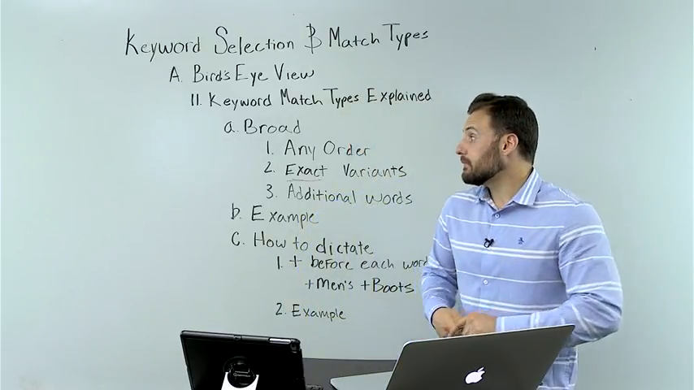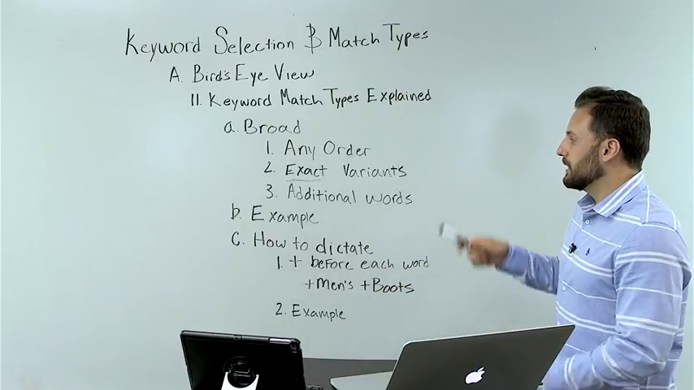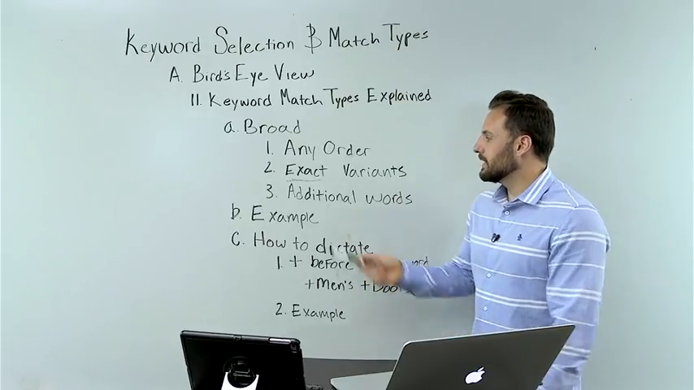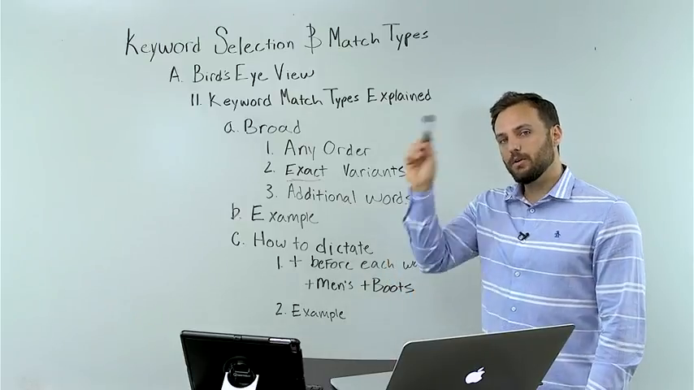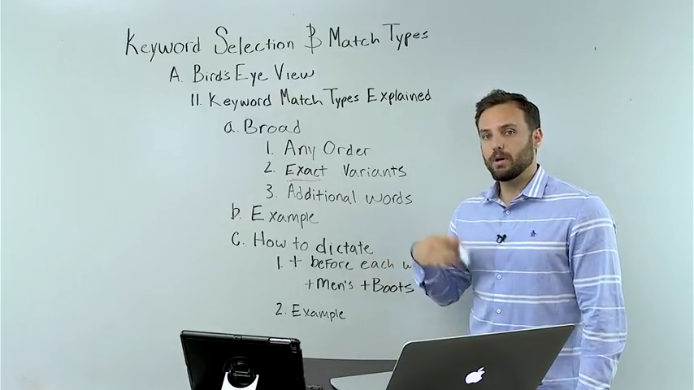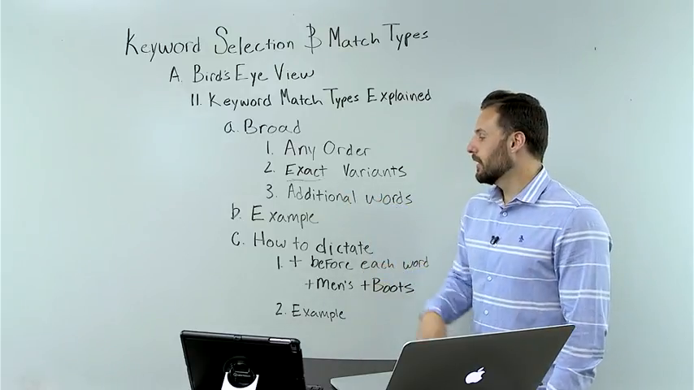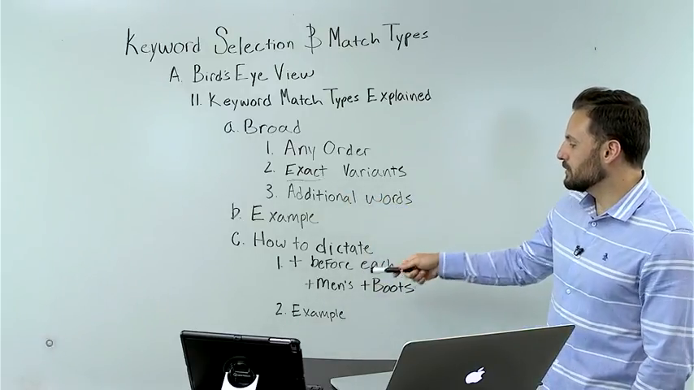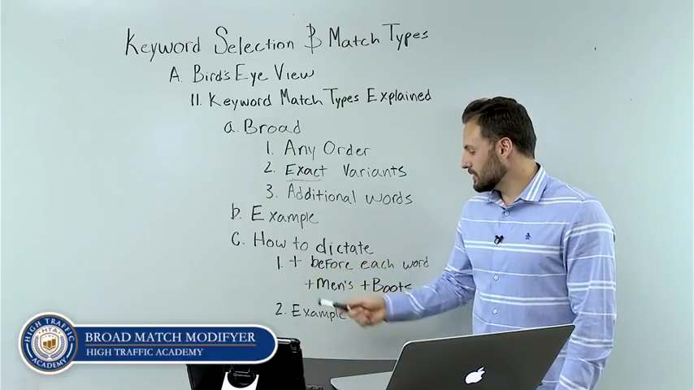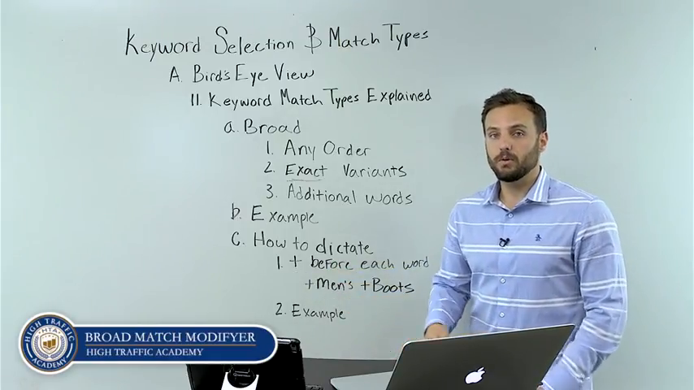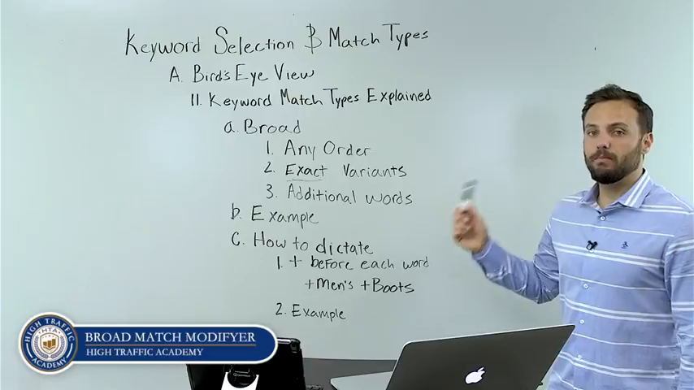So again, broad match modifier follows the same rules as a broad match keyword, with the only exception being that it requires that the words you include a plus symbol in front of when you add the keyword to your campaign be exact variations of that keyword. And the way to dictate that to Google is simply to put a plus sign in front of each of those keywords. This is a match type I want you to become very familiar with.